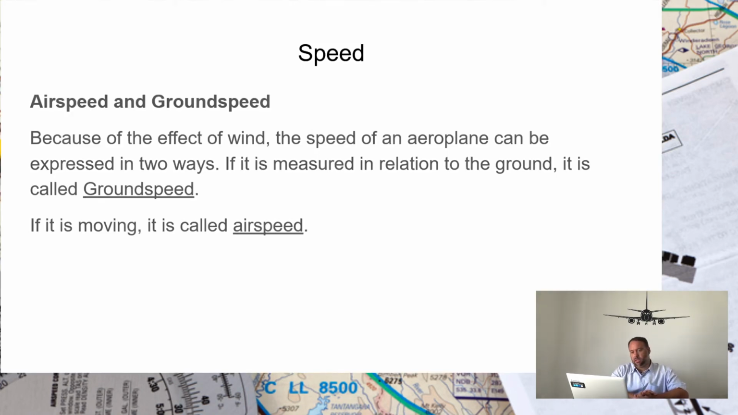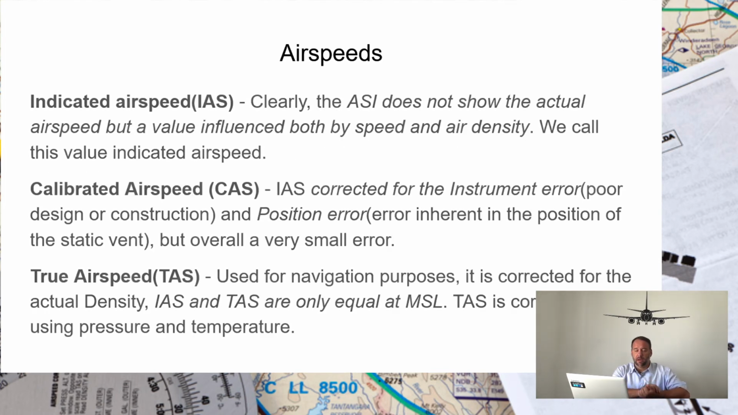Let's talk about speed. Airspeed and ground speed. Because of the effects of wind, the speed of an airplane can be expressed in two ways. If it is measured in relation to the ground, it is called ground speed. If it is measured in relation to the air it is moving through, it is called airspeed. Very simple. You have several airspeeds in aviation. Indicated airspeed: the airspeed indicator, the ASI, does not show the actual airspeed, but a value influenced by both speed and air density. We call this value indicated airspeed.